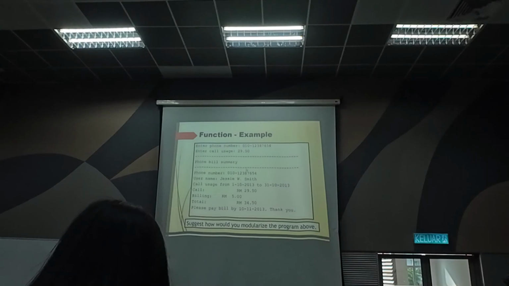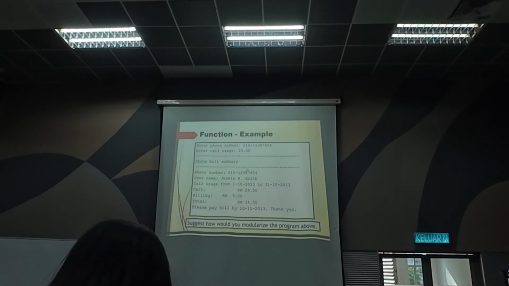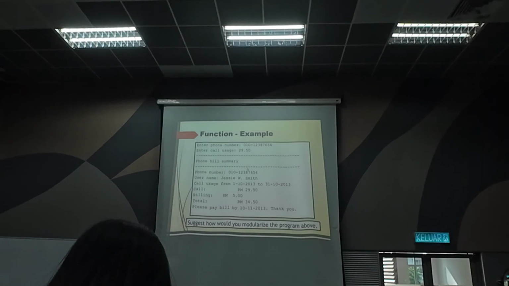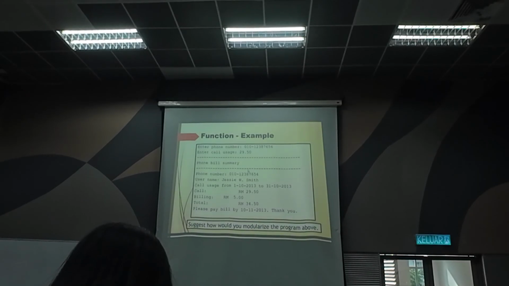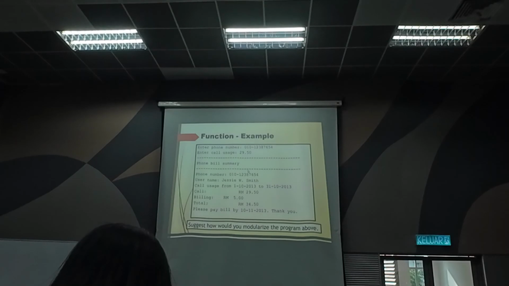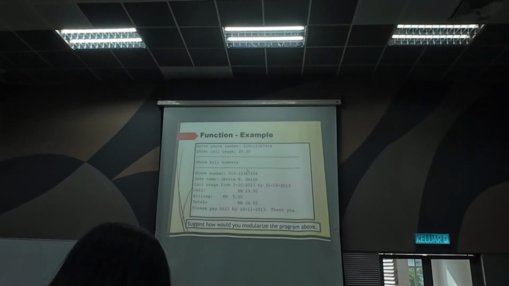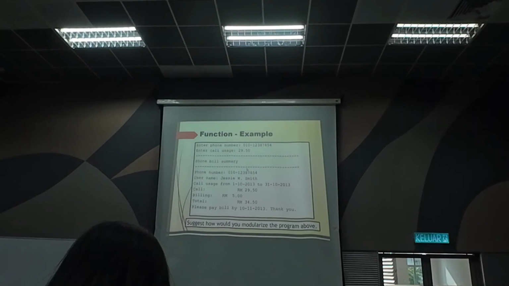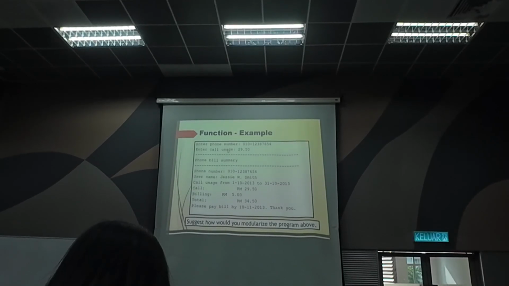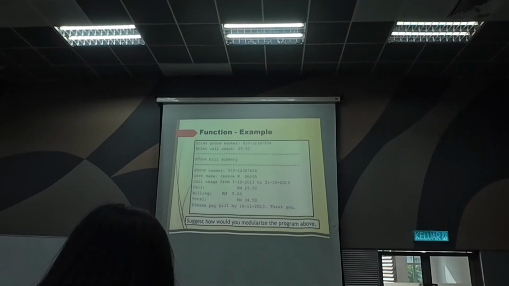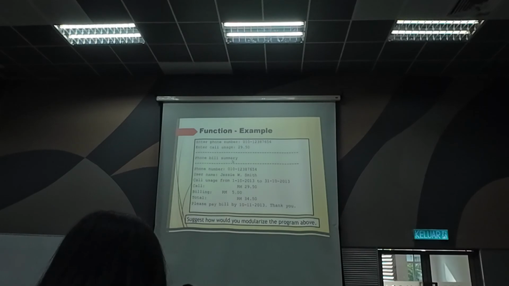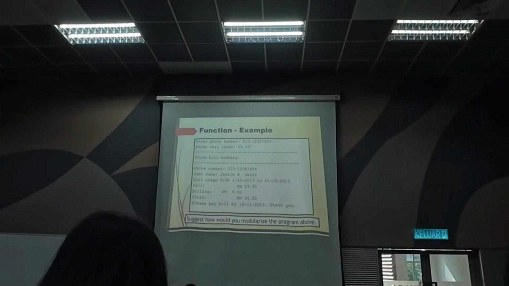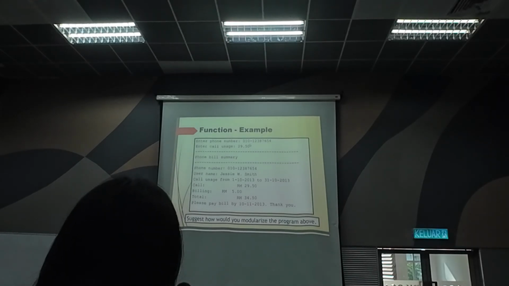I prompt the user to enter the phone number. Then I prompt the user to enter the call usage. So what is the goal of this program? Why did I create this program? If you look at this sample, it is to generate bills, right? Because you can see after I enter this phone number and this call usage, below here I am generating the phone bill summary. So basically the goal of this program is to generate phone bills.